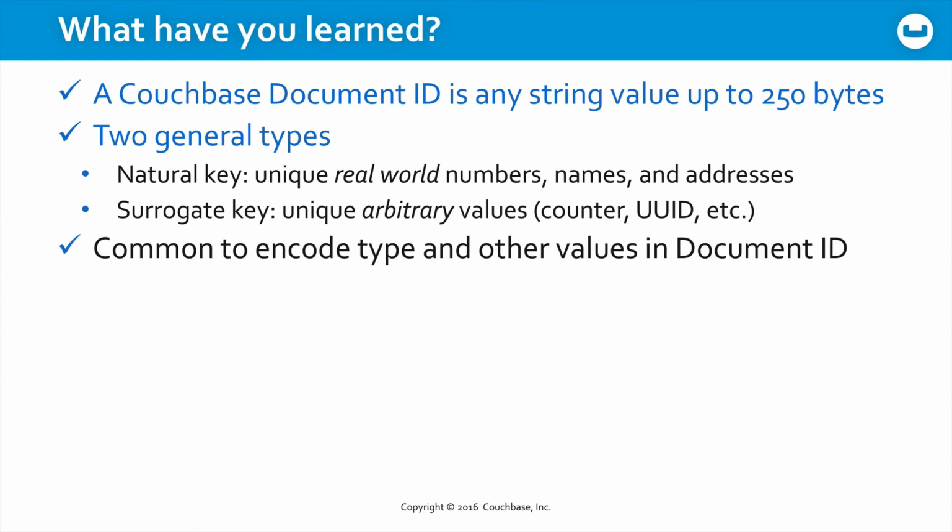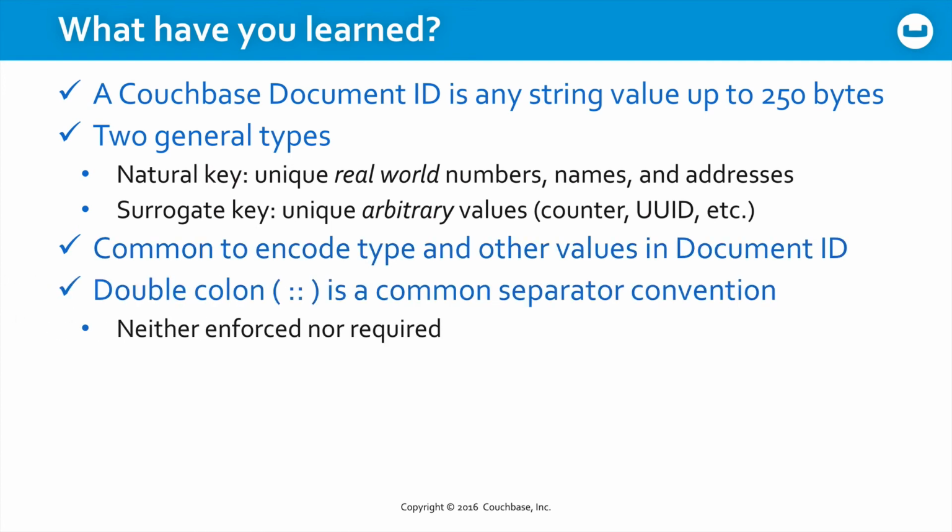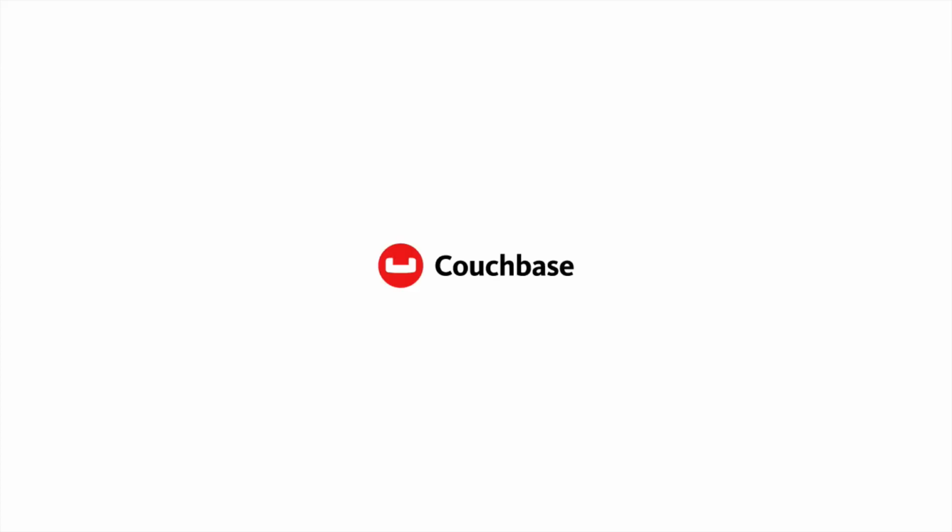It's common to encode other metadata as part of your document ID, such as the document type. As you do so, you'll separate different values within the key with some separator. In the examples we've shown, we use a double colon, but this is neither enforced nor required. You may make different choices, because ultimately, how you design your keys is part of your data model.